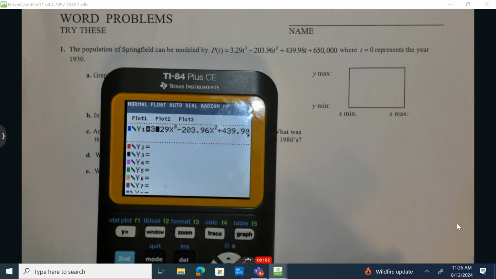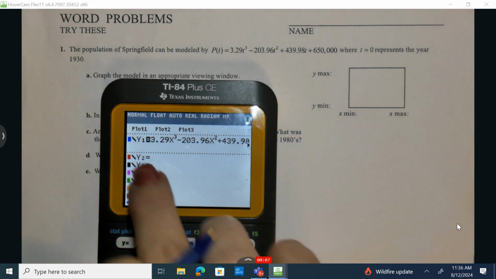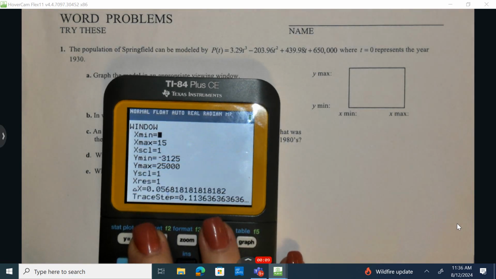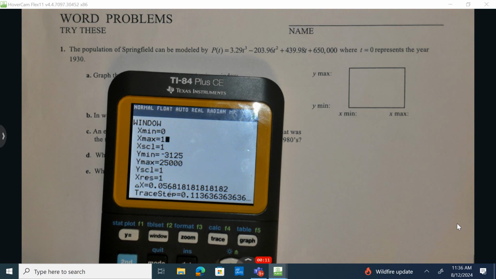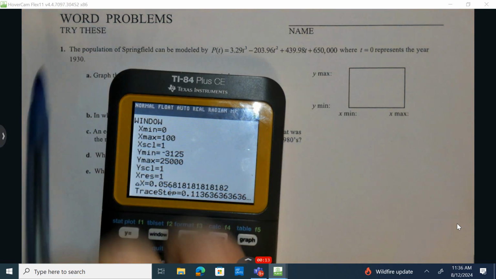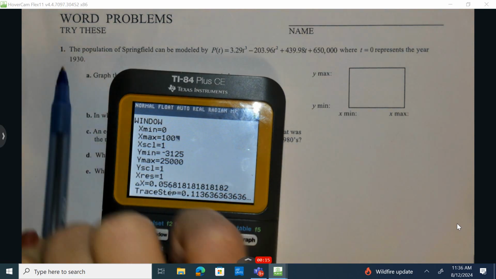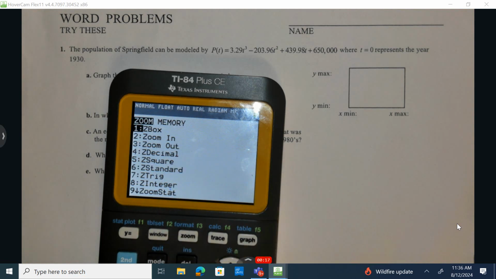The population of Springfield can be modeled by the following equation, where T sub 0 represents the year 1930. So I plugged in the equation. I'm going to go to Windows and let's go out 100 years. T sub 0 is 1930, so this would represent 100 years past this point, and then I'm going to do Zoom Fit.